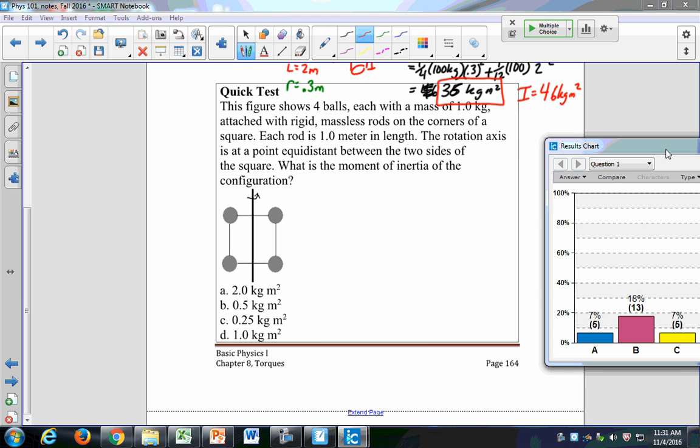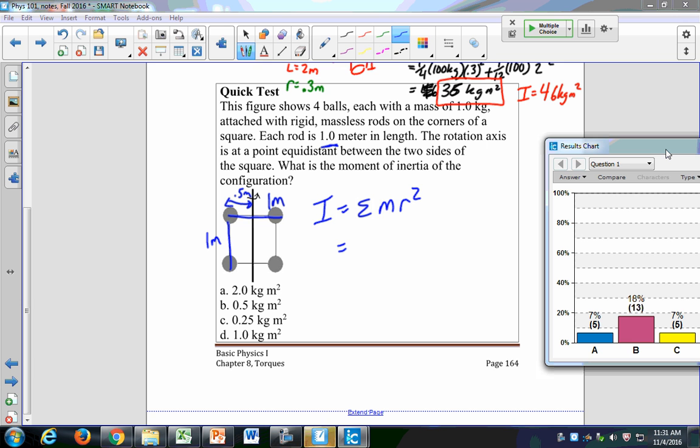Okay, so in order to do this, we don't treat this as a regularly shaped object. We treat it as a system of particles. And so we say the sum of mr squared for each of the individual particles. The bars are 1 meter in length. So this is 1 meter, and this is 1 meter as well. That means the axis of rotation is 0.5 meters away.